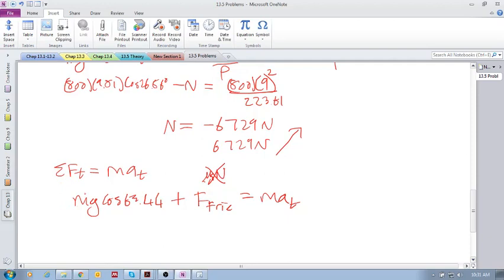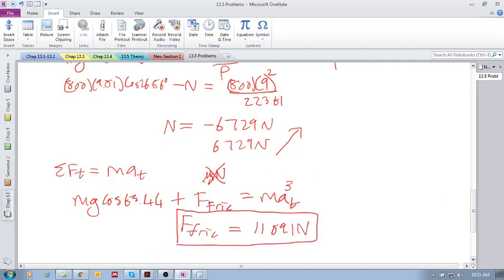So that's 800, that's 9.81, the mass is 800, and a_t is 3. You plug all that in and you get your friction force equal to 1109.1 Newton. That's my answer. Cheers.